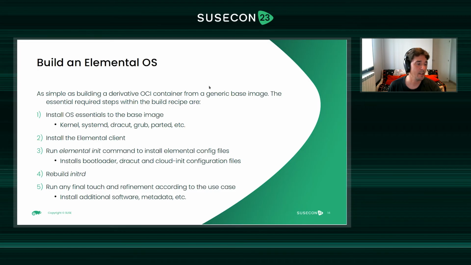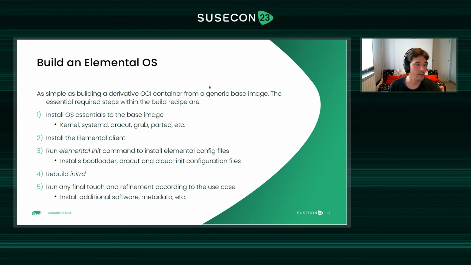After that, we would have to rebuild the initramfs, the initrd, basically because Elemental init includes a new dracut module. The initramfs needs to be rebuilt, and this is going to be needed to get the Elemental OS to be mutable.